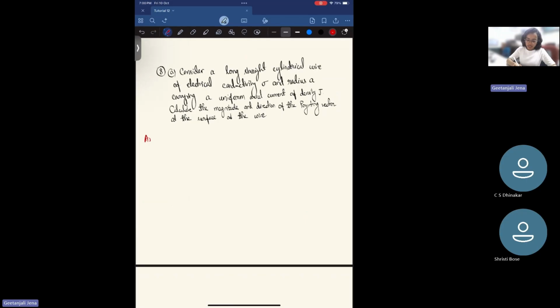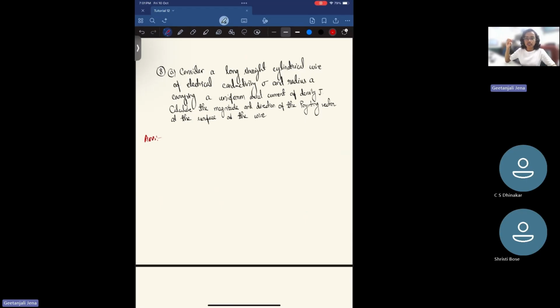Okay, so let us see question number 8. For the first part, consider a long straight cylindrical wire of electrical conductivity sigma and radius A carrying a uniform axial current of density J. For this, calculate the magnitude and direction of the Poynting vector at the surface of the wire.